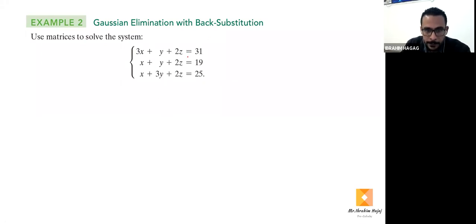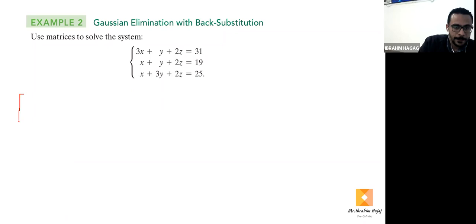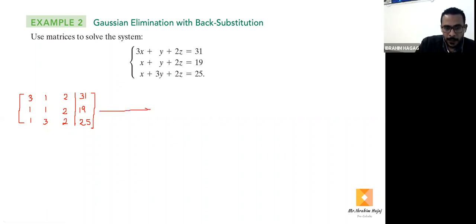Write first the augmented matrix. Write the coefficients column by column: 3 1 1, then 1 1 and 3, then 2 2 2. Make a line like this and write the constants 13, 19, and 25. This is the first step. Alhamdulillah. The second step, make an arrow like this, and above the arrow write the row operation you will do.